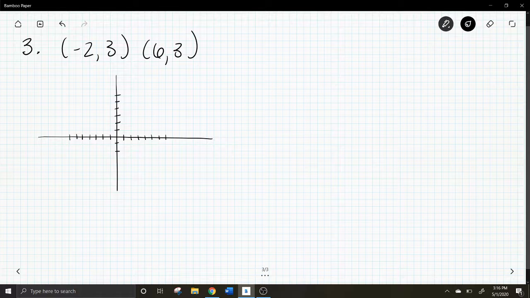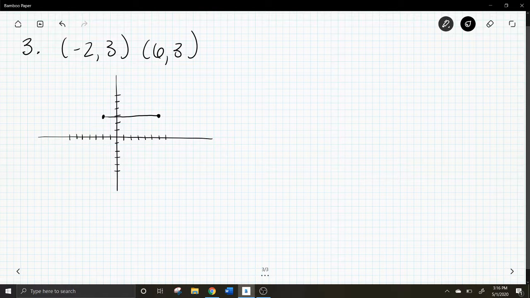So what I would do is I would plot these points. So we have -2, 3, and then we have 6, 3. 1, 2, 3, 4, 5, 6. Okay, so we're trying to find the halfway spot between these 2 points.